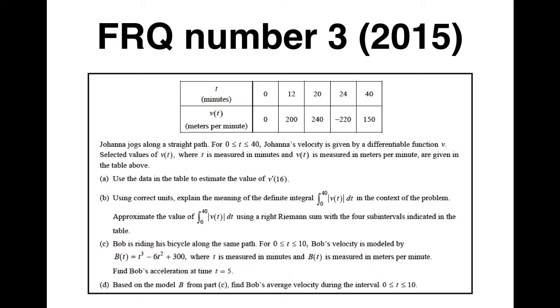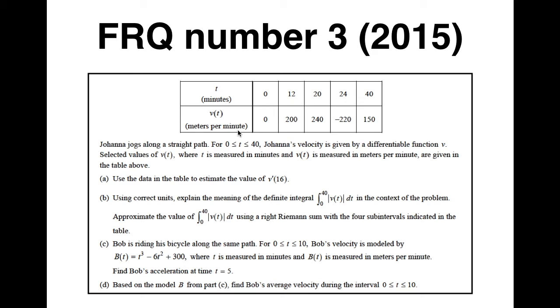There's question A, question B, question C, question D, and they were worth 1 point, 3 points, 2 points, and 3 points respectively. Let's have a look at the question. So first of all, we notice this table of values. You'll recognize this very soon. There are many questions like that. We are given t in minutes with selected values here, and v of t is a rate. It's in meters per minute.